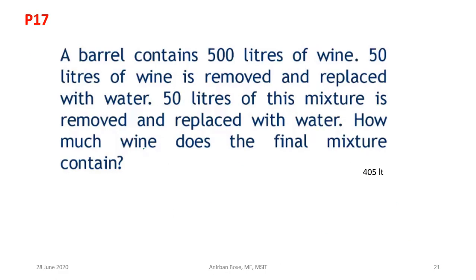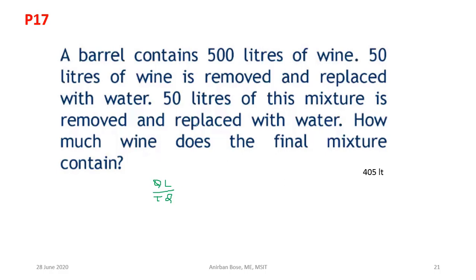Now see this problem. A barrel contains 500 liters of wine. 50 liters of wine is removed and replaced with water. Then again 50 liters of the mixture is removed and replaced with water. Then how much wine does the final mixture contain? So here basically the quantity left, that we do not know, divided by the total or original quantity, that we have to find out.